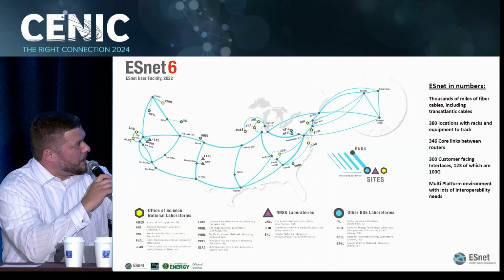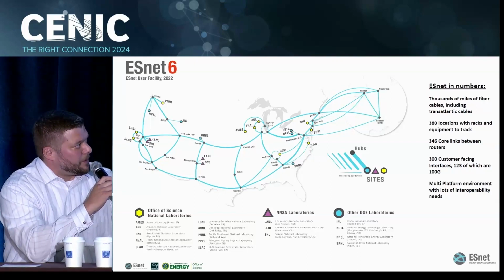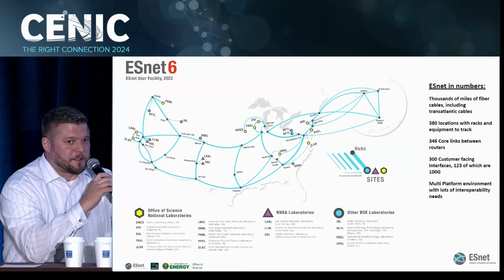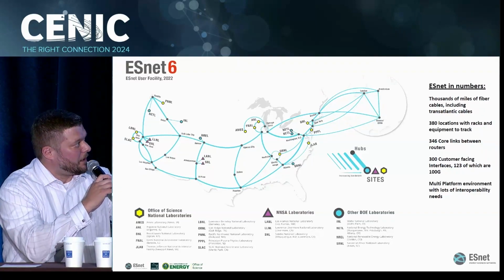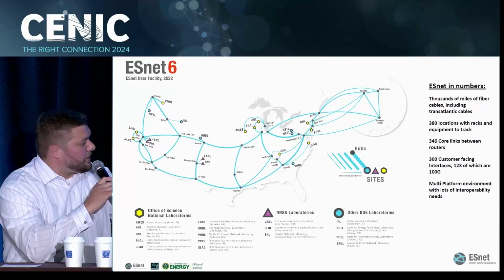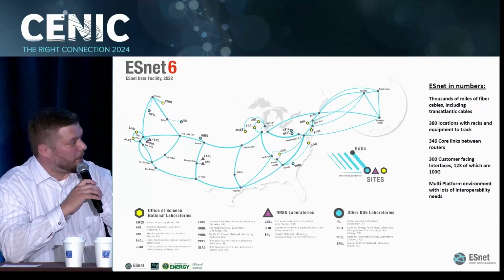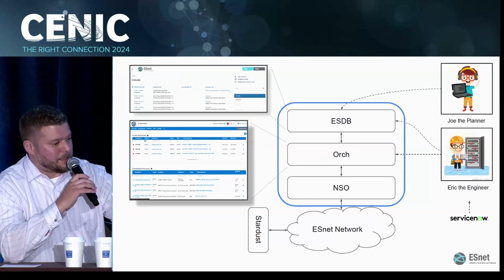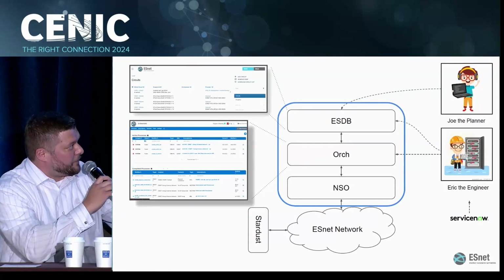And our network is composed of approximately 350 core links between routers. We have 300 customer-facing interfaces, and almost half of them are operated with 100G. And yeah, so that's a little overview about that. And then I'll come straight to our orchestration platform.